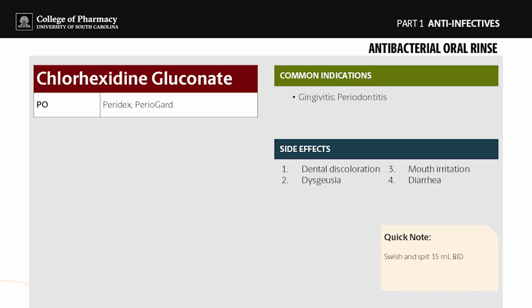Some of these side effects would be dental discoloration. It can discolor your teeth after long-term use. Short-term use, not so much, but long-term use, yes. Mouth irritation, dysgeusia, which is a taste perversion. It does taste weird. After you use it, it's hard to taste food. So you might want to tell your patient to wait a little bit before they eat something. And some diarrhea. This one is generally swished and spit twice a day.